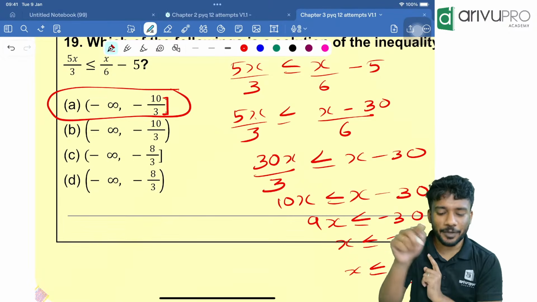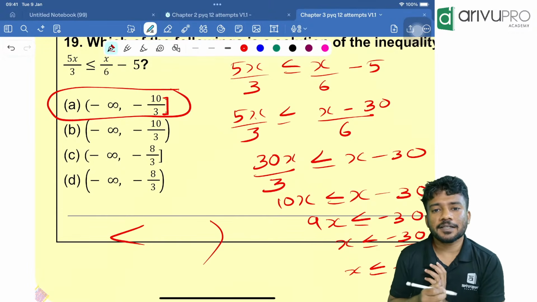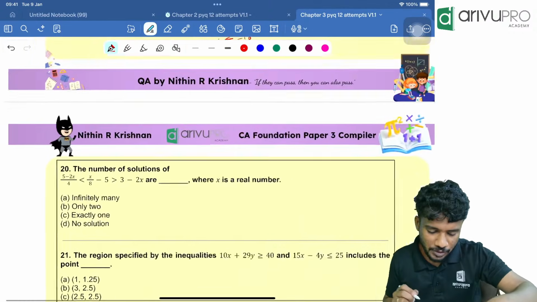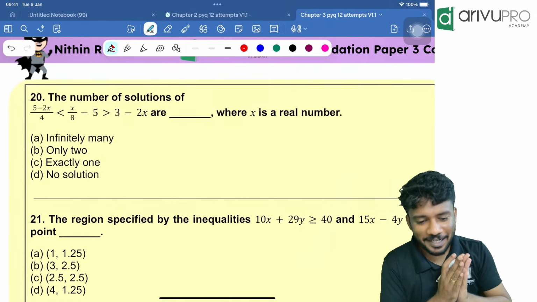That's why it is a square bracket. If it was a less than sign, we would put the round bracket, not the square bracket. Open bracket we will put. Next question. Second last question from this chapter, from the last 12 attempts.